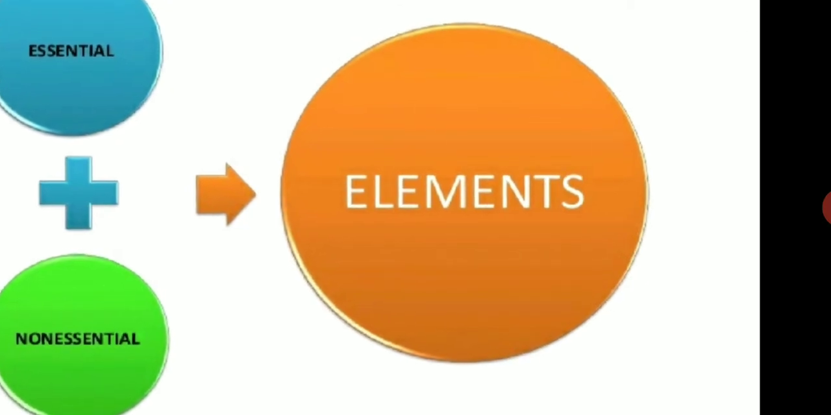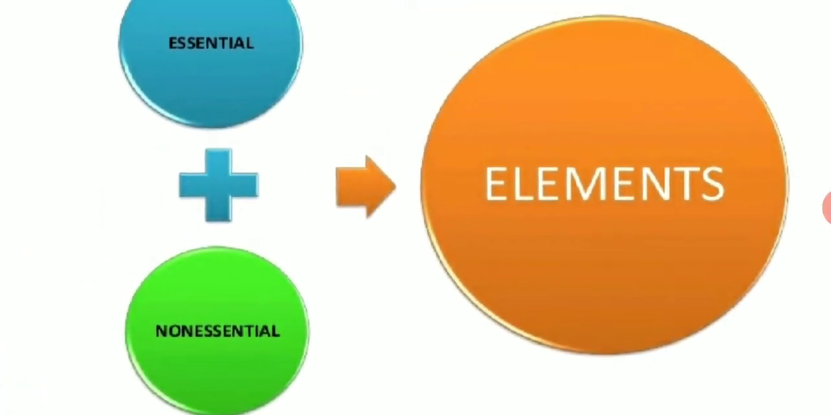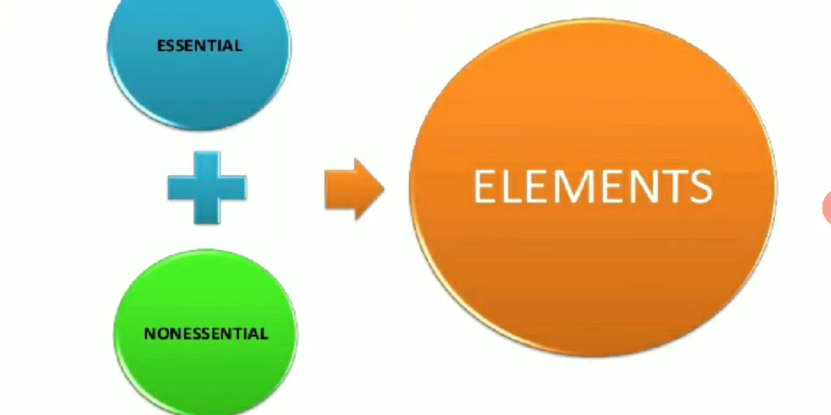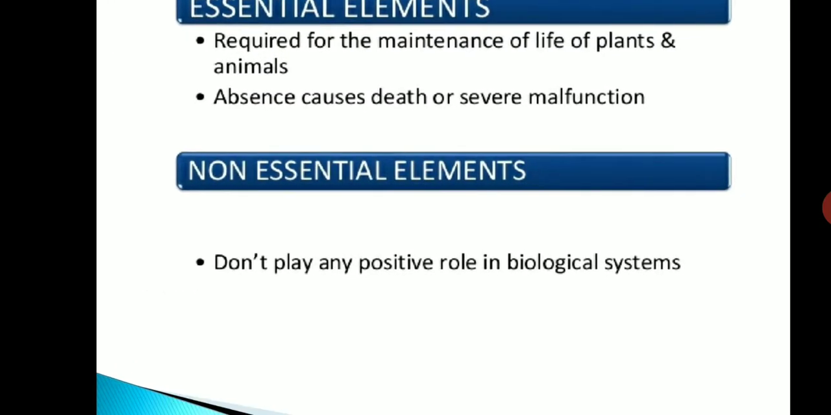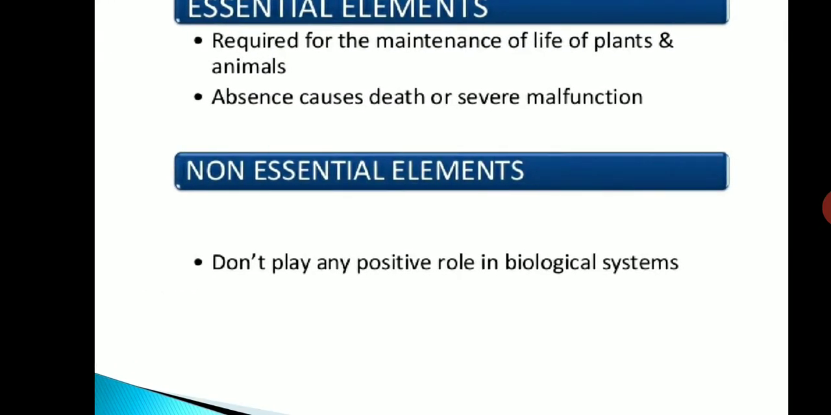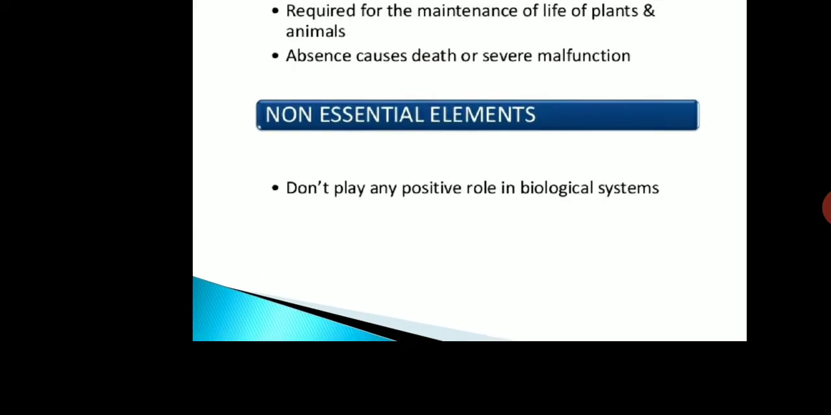Now we'll discuss the classification of elements. The elements can be classified as essential plus non-essential. That gives rise to all the elements. The essential elements are required for the maintenance of life of plants and animals. The absence causes death or severe malfunctioning. The non-essential elements don't play any positive role in the biological system.